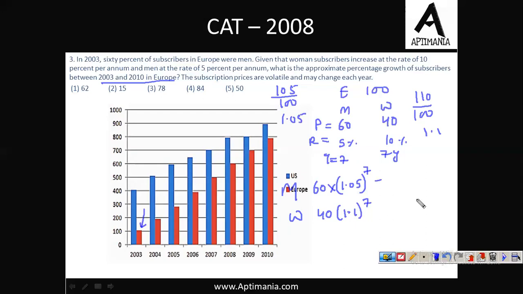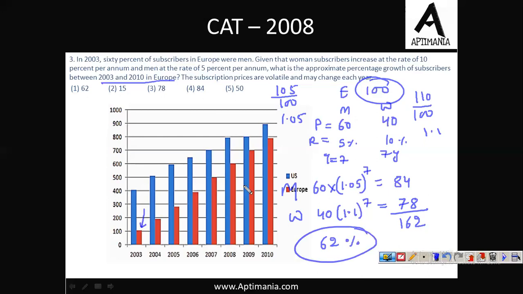Now, solving this, you will get somewhere around 84, and this you will get somewhere around 78. I have already solved these values, that's why I remember. So the values must be 84 and 78. So the total will be 162. And in 2003 it was 100. So there is an increment of 62% from 2003 to 2010. So the correct answer is option A, that is 62%.